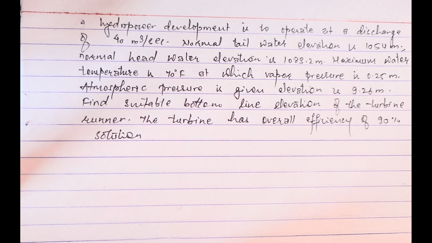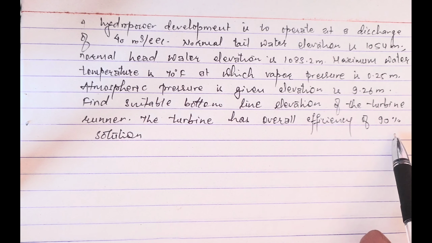Today we'll solve a numerical problem related to turbine. The given question is: a hydropower development is to operate at a discharge of 40 meter cube per second. Normal tailwater elevation is 1054 meter. Normal headwater elevation is 1083.2 meter. Maximum water temperature is 70 degree Fahrenheit, at which vapor pressure is 0.25 meter. Atmospheric pressure is given, elevation is 9.26 meter. Find suitable bottom line elevation of the turbine runner where the turbine has overall efficiency of 90%.